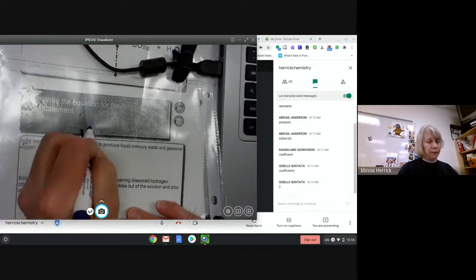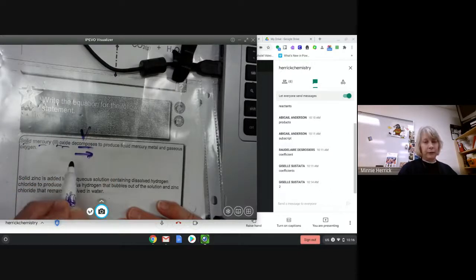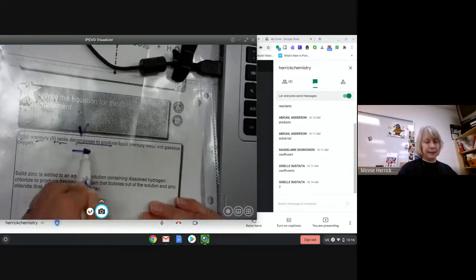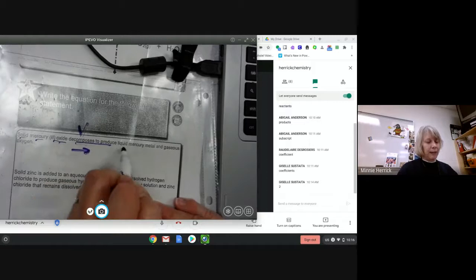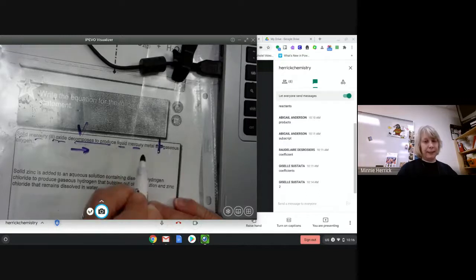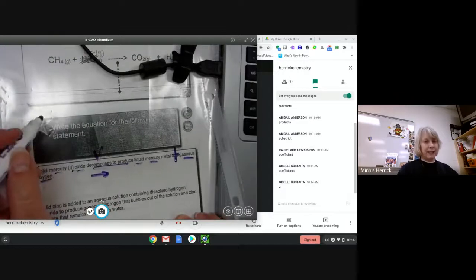That's your verb. So I'm going to put a V in front of it. That means you're going to put the arrow here, okay? It's going to decompose to produce. That's actually verbalizing the sentence. And then you're going to make liquid mercury. And then you're going to have an "and," which means you're going to put a plus in between and have gaseous oxygen. Now, remember our 7 diatomics.